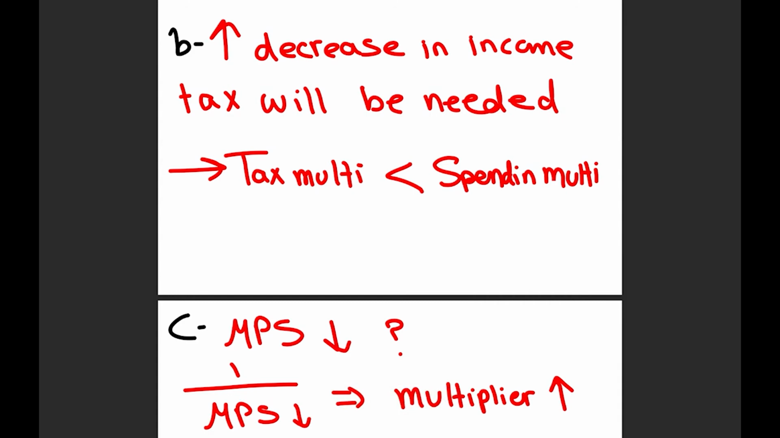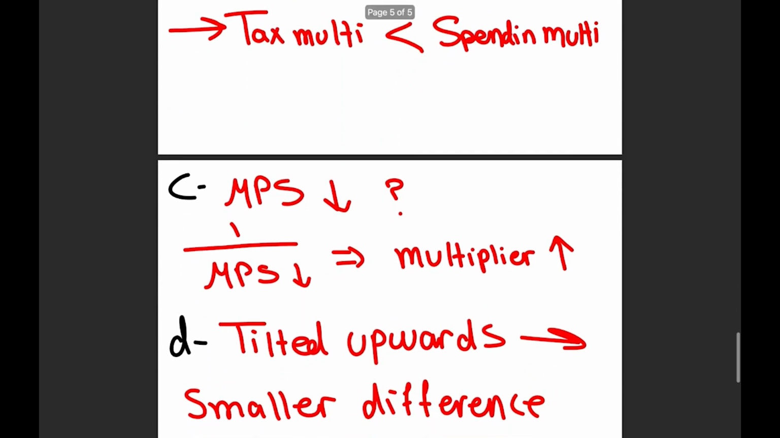Why? Because the tax multiplier is less than the spending multiplier. So that means for it to be the same amount, I need to have a larger decrease in income tax, because taxes affect people less than the spending multiplier. The tax multiplier is weaker than the spending multiplier. I hope that makes sense.